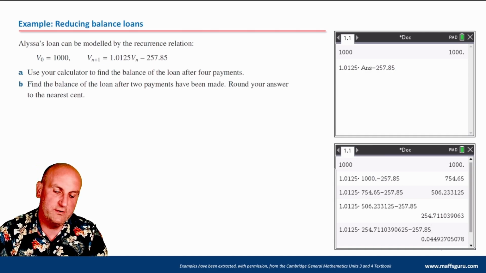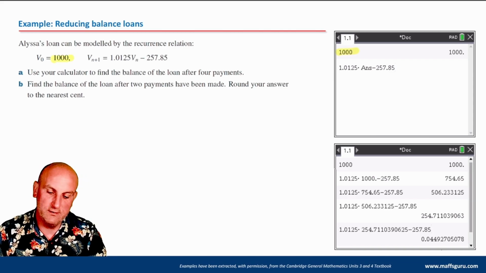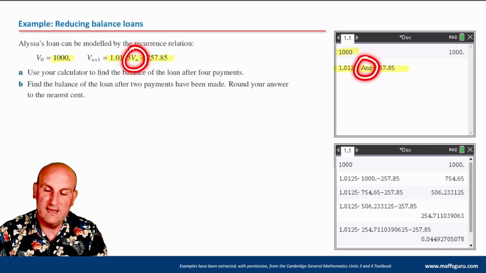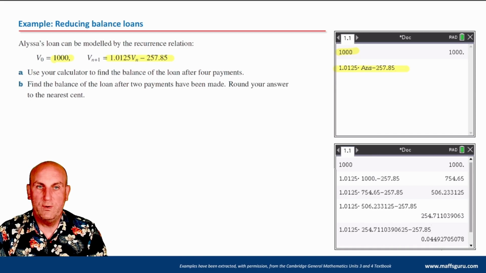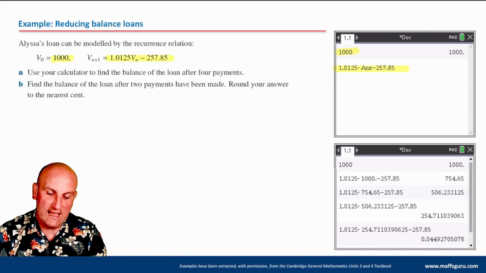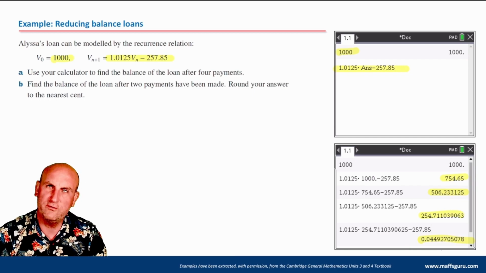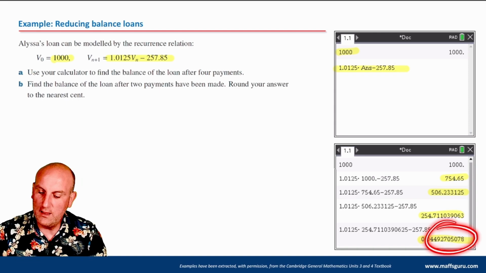Now, obviously, rather than use my calculator here, what I just did was the screenshots. So again, I put in my 1,000. There was my V0. Then I typed in my formula. Everywhere I saw the V of n, I made it the ANS button. All right, then what did I do? Well, I hit enter how many times? Well, it wanted 4 payments. So I hit my enter key 1, 2, 3, 4 times. There we go. What do we get?